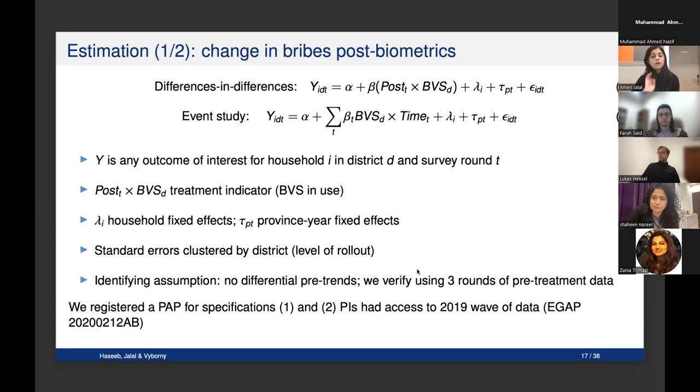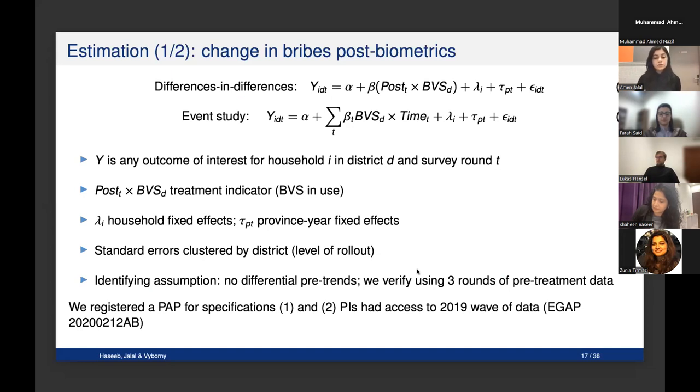We look at that using difference in differences and event study, where post times BVS means that BVS is the treatment indicator of the biometric verification system being active, and post is just the 2019 period in which it is active in our data. We're going to be including household fixed effects as well as controlling for all province-year time trends.